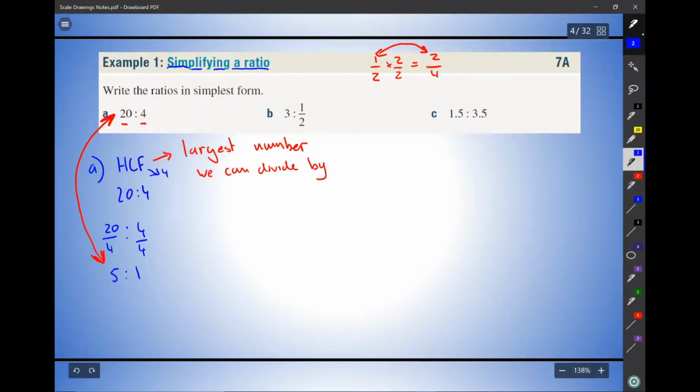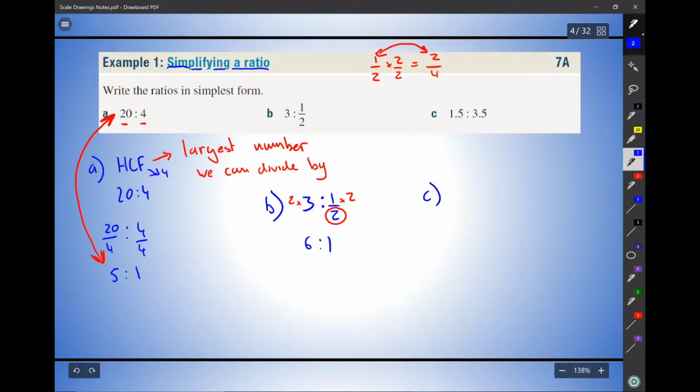Alright, looking at these next few examples, we have ratios that have fractions and decimals in them. To write these in the simplest form, we just want to make it so that they're whole numbers. If you have a fraction like this in your ratio, all you need to do to get rid of the fraction is multiply both sides by whatever's on the denominator. And we end up with 6 to 1.